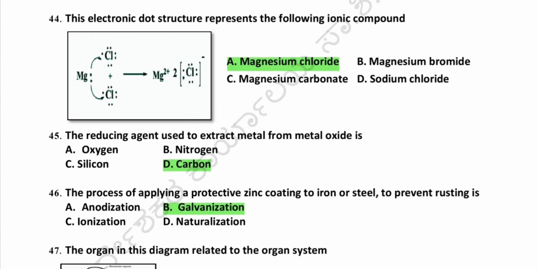The electron dot structure represents the following ionic compound. It represents option A, magnesium chloride. The reducing agent used to extract metal from metal oxide is carbon. The process of applying a protective zinc coating to iron or steel to prevent rusting is called galvanization.